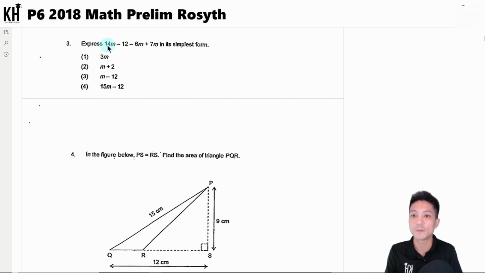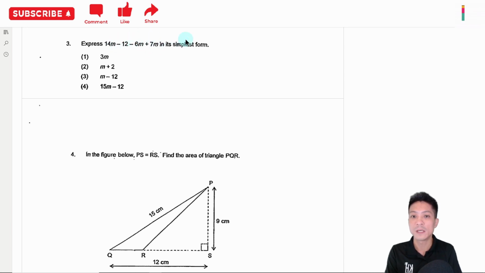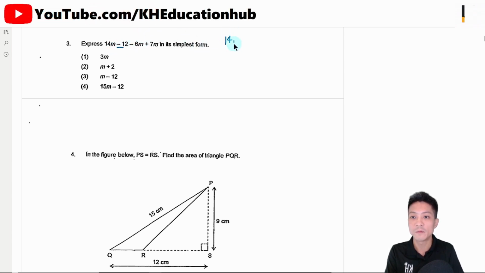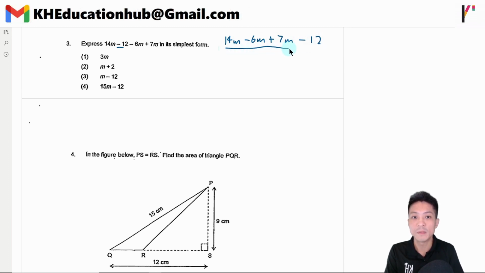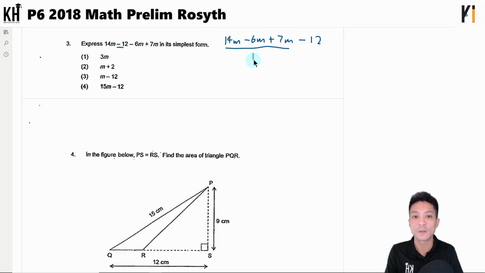Question 3. Express 14m minus 12 minus 6m plus 7m in its simplest form. Okay, so in this case, I'm going to rearrange. I'm going to bring the minus 12 all the way to the end. So it's going to be 14m minus 6m plus 7m minus 12. Okay, simplify this part first. Do from left to right. Okay, 14 minus 6 will give you 8. 8 plus 7 will give you a 15m. Okay, minus 12. So the answer will be number 4.